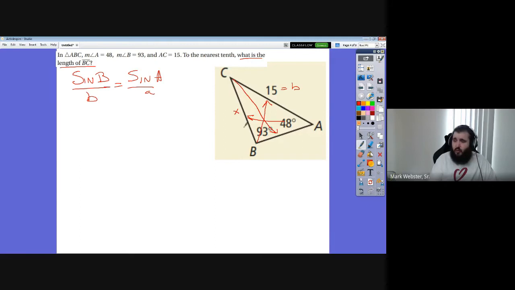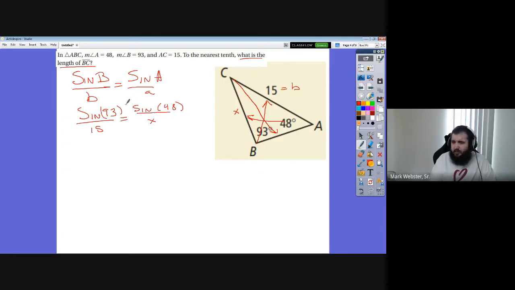So this is what we're doing. We are using the good pair, which is the B pair this time, to find the missing side from the A pair. So let's plug that all in. Sine of angle B, 93, over side B, 15, equals sine of angle A, 48, over what we're trying to find, which is X.